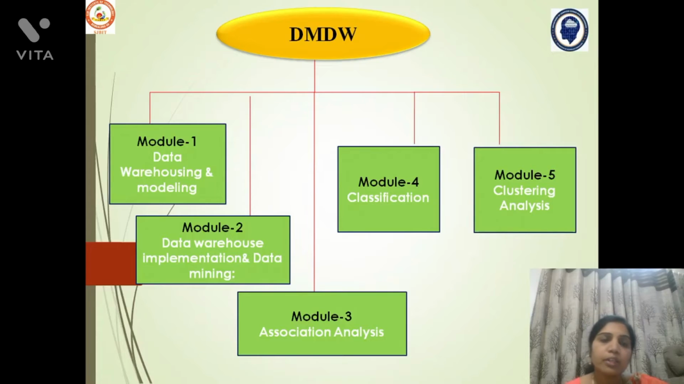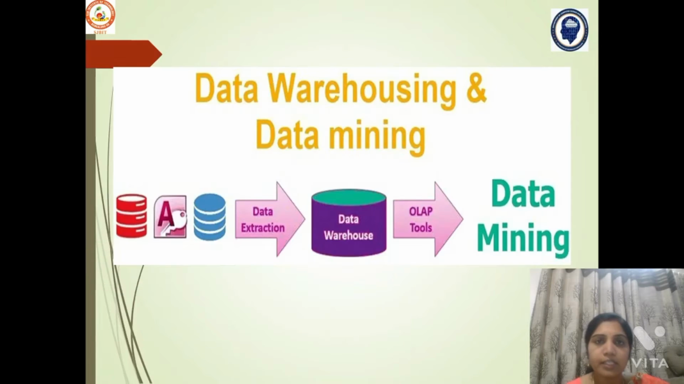In module 1, you are constructing the data warehouse, implementing the data warehouse, and studying different models. Then in module 2, data warehouse implementation and data mining: different data mining tasks and classifications of data mining, all those things you are going to study in module 2. Module 3 deals with association analysis, algorithms related to association analysis like market basket analysis, and all those things. Then module 4 deals with classification problems and algorithms. Next, module 5 is related to clustering analysis, and then you are going to compare classification and clustering analysis.